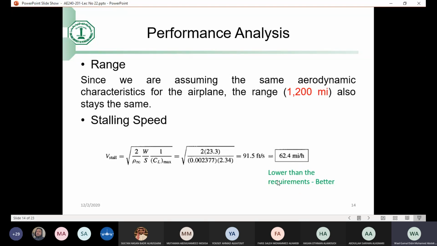This is lower than the 70 required, which is good. Lower stall speed is always good, because that means extra safety for the aircraft. It can slow down without falling from the sky.